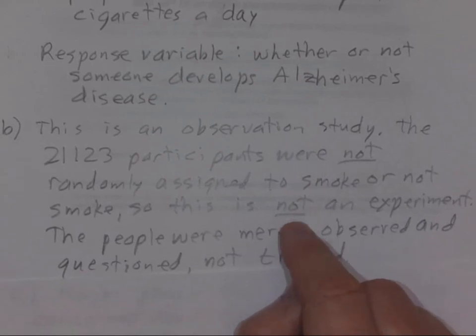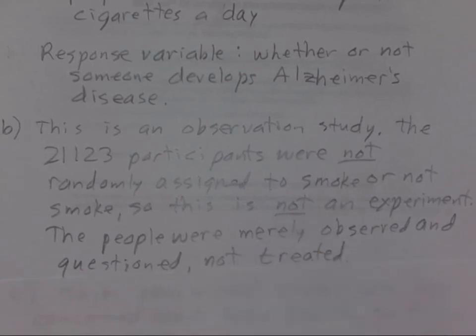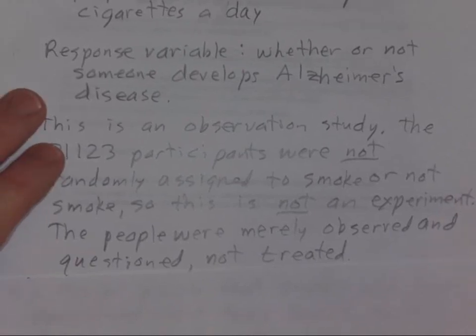You had to mention the context, in other words, you had to mention the smoking. If you didn't mention the smoking, it was considered partially correct. A lot of people did that. They said it's an observational study because the treatments were not imposed upon them, and that was considered partially correct. So you had to say, in essence, this is an observational study because the treatment of smoking or not smoking was not imposed upon them.